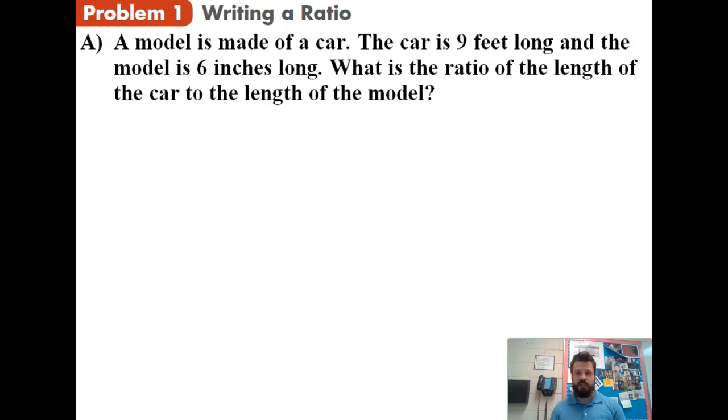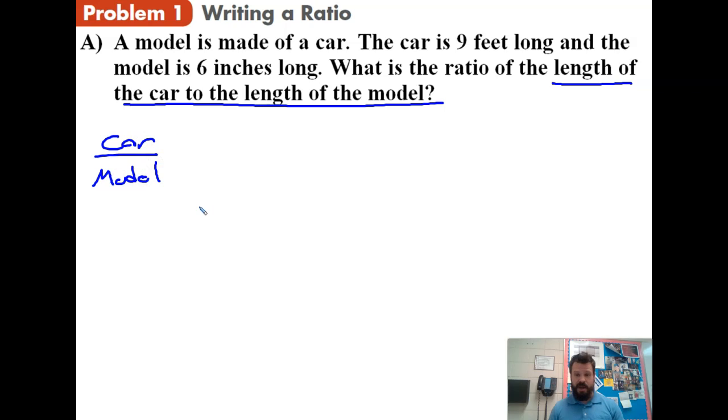So let's write that ratio. It's not a huge deal for the real world, but if we want to get the question right for the homework and for the tests, let's make sure we write the ratio in the order the question's asking for. So this one's saying we want the length of the car to the length of the model. So when I write my fraction, I'm going to put the car on top and the model on the bottom.